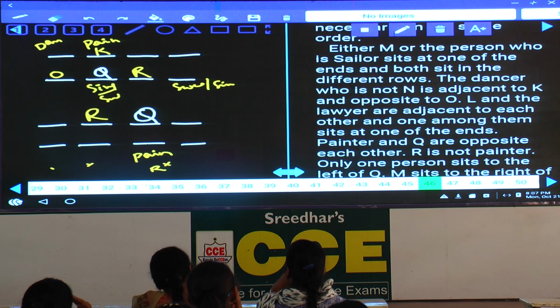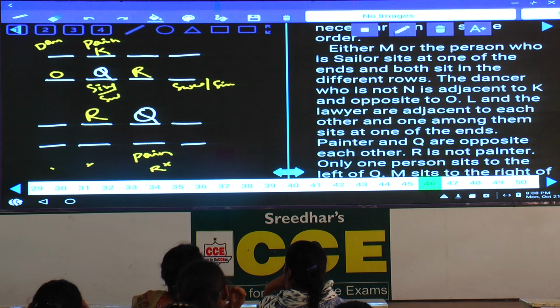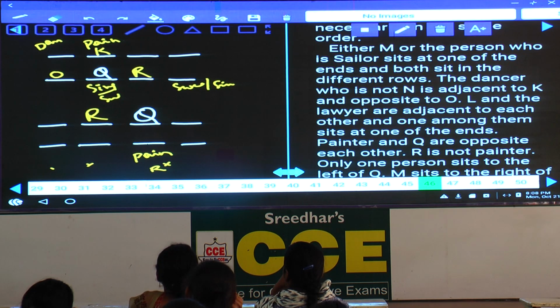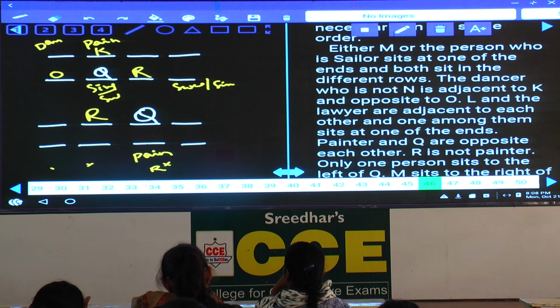Then, if this is the case, and R, then we have that M. What about this M? Now M or the sailor sits at one of the ends of the row. As M or the sailor sits at one of the ends of the row, M or the person who is the sailor sits at one of the ends of the row, and both in different rows.